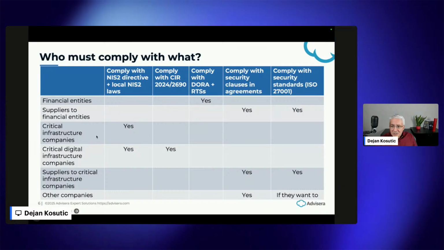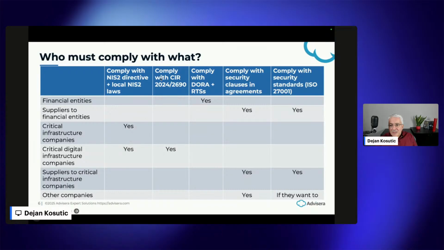Critical infrastructure companies in Europe obviously have to comply with NIS2, but so do critical digital infrastructure companies. Out of these 18 sectors, there are two which are for digital infrastructure companies and digital service providers, and they also have to be compliant with NIS2 and the local NIS2 laws in the particular country where they operate.